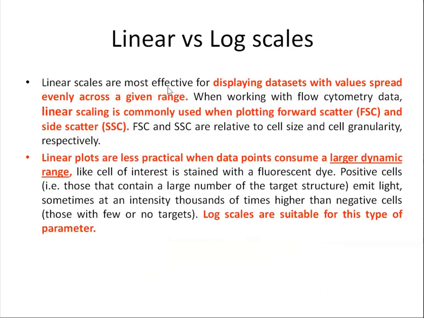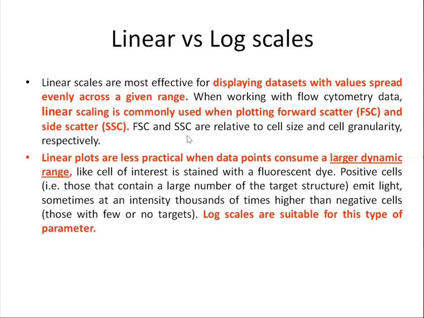So now linear scales are more effective for displaying data sets with values spread evenly across a given range or a narrow range. Okay. When working with flow cytometry data, linear scale is commonly used when plotting forward scatter and side scatter. Linear scales are commonly used for scatter parameters because even for side scatter, you take lymphocytes, not much side scatter, and the maximum side scatter is from eosinophils, right? So this does not have a very wide range. It has only a narrow or a given range. So you can use side scatter in linear scale.